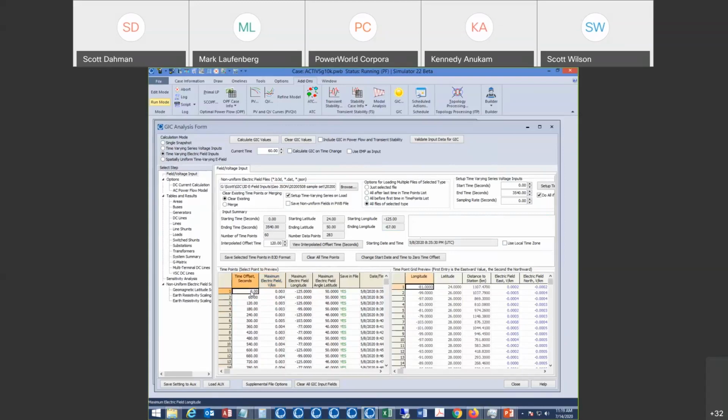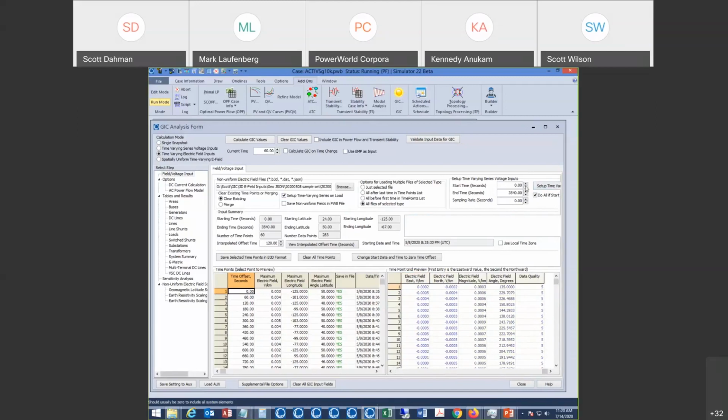So once that's loaded in, to do anything with it in terms of power flow or transient stability analysis, you would need to convert it to the time varying series voltage input. So that's really the equivalent DC voltage bias on each transmission line. And we give you options to automatically do that, or if you want to do it only for a subset of the time points that you loaded in, you can specify those over here. You kind of need a wider monitor to show the whole dialog here, but you can set it up based on a certain start or end time. And that corresponds to the time that's shown here, not the actual date and time.